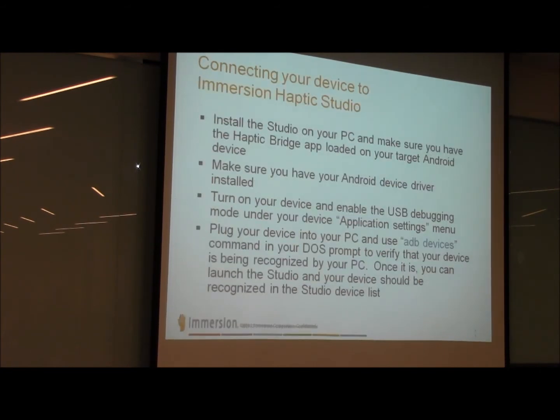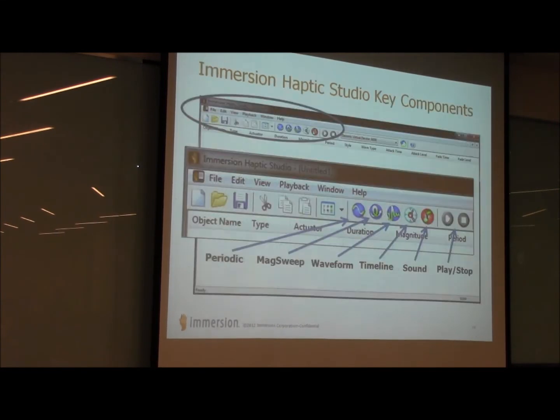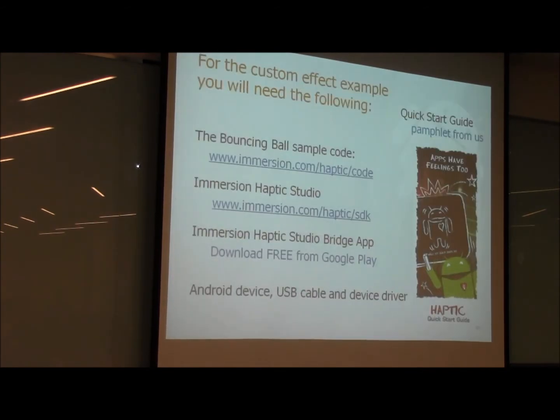So it comes to Haptic Studio. There is some preparation work you need to do if you want to hook up to the Haptic Studio. We have the Haptic Studio Bridge app, which you can download from Google Play and install here. Then you connect to your PC with USB and USB debugging, and we are using ADB to communicate with the Android device, but with a different port. And also you will need the Haptic Studio.